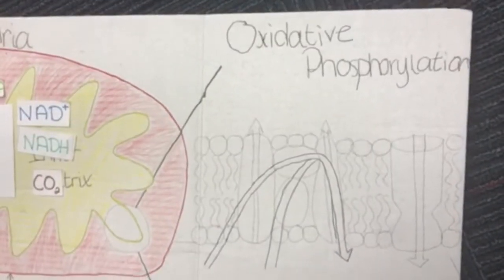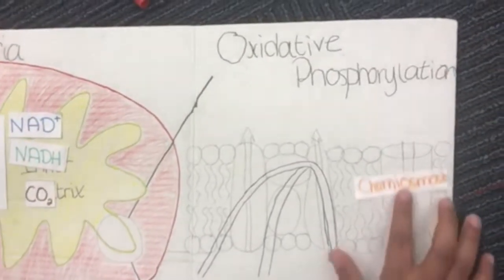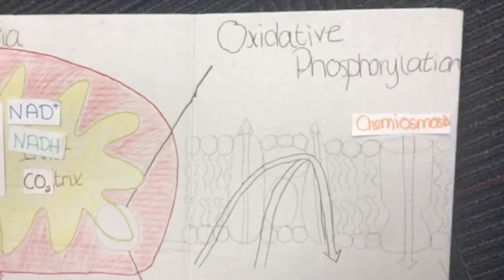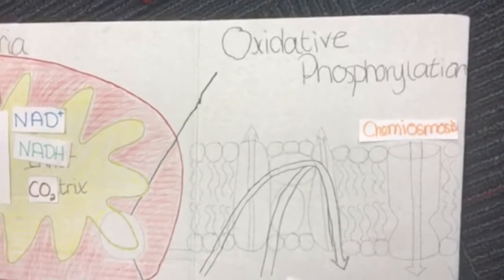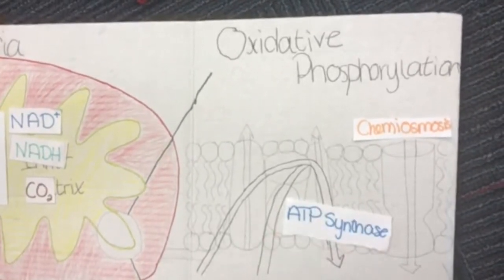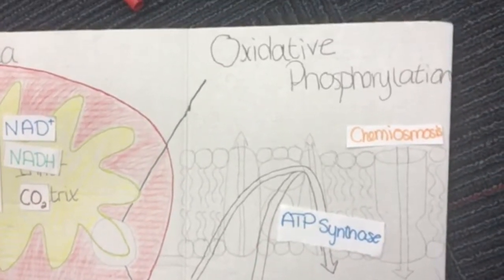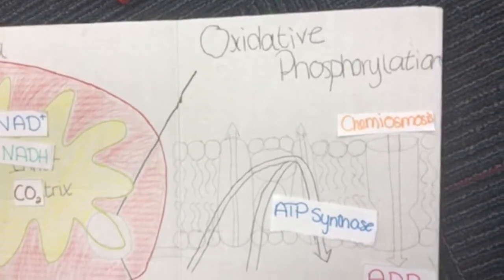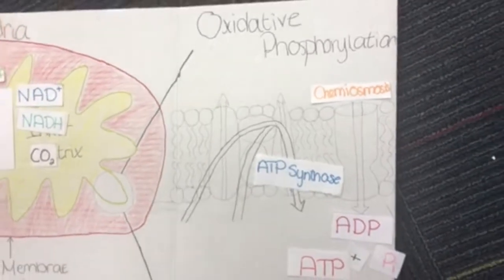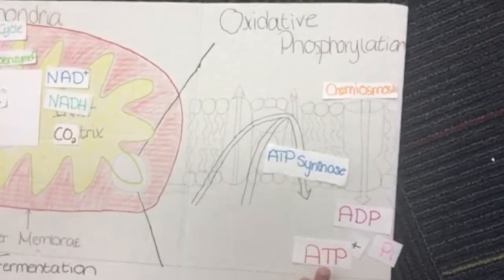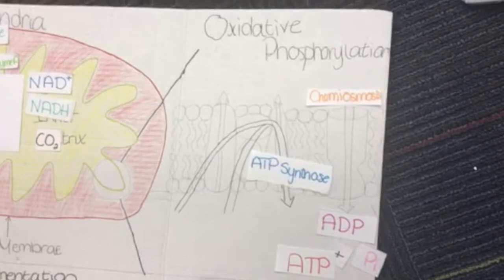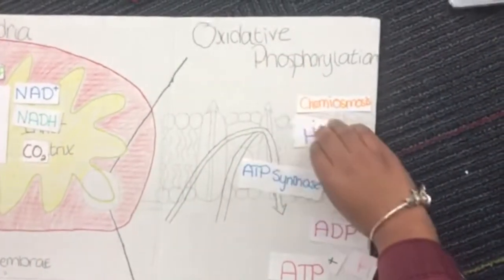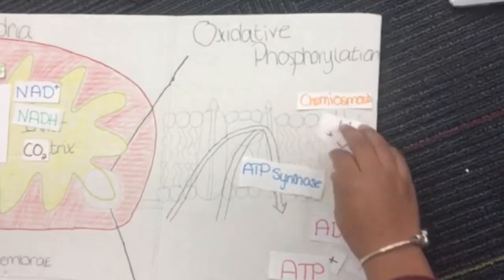The last process in oxidative phosphorylation is chemiosmosis, which is the phosphorylation part of oxidative phosphorylation. We have ATP synthase, which pumps out energy for ADP to add a phosphate group and become ATP. And this is a product, as the hydrogens act as the proton gradients and go down the concentration gradient.